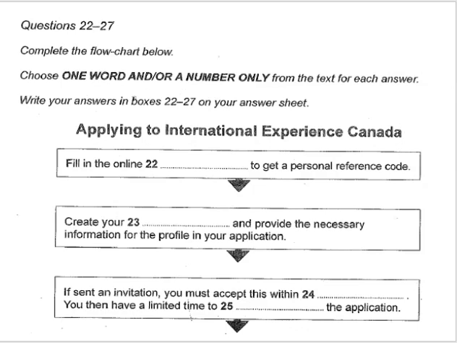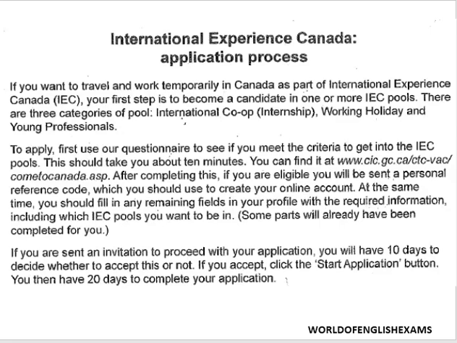And please bear in mind that you have to write the answer in just a single word or a number or the combination of both of them. You are not allowed to write the second word. If in case you write that, then it would be wrong. So let's first read the title, Applying to International Experience Canada. So here we need to find the keyword, that is applying to International Experience Canada. So where did we find it? Let's go back. International Experience Canada application process. So this is the keyword.